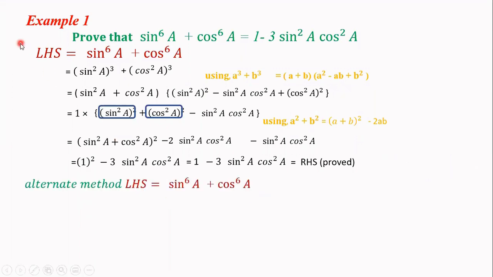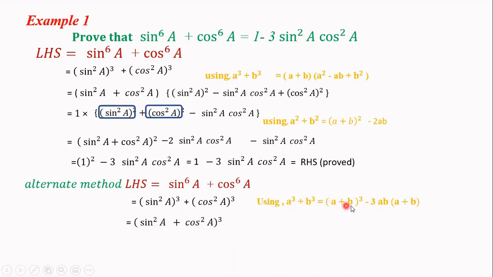So let's see. The left hand side is here. Now the first term is expressed in the form of a cube, that is the cube of sin^2 A. And also the second term cos^6 A is expressed in the form of the cube of cos^2 A, cos^2 A whole cube. Now we are going to use the formula a cube plus b cube, which is a plus b whole cube minus 3ab, a plus b.